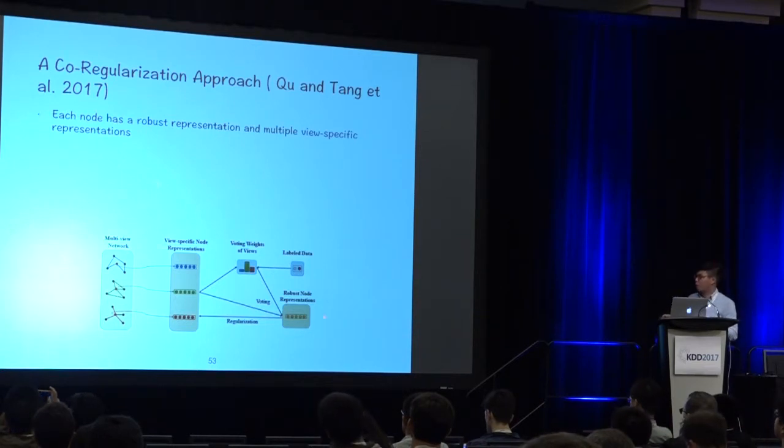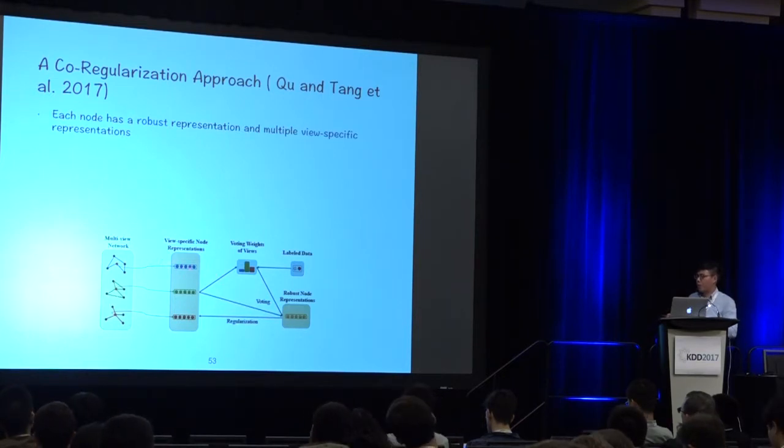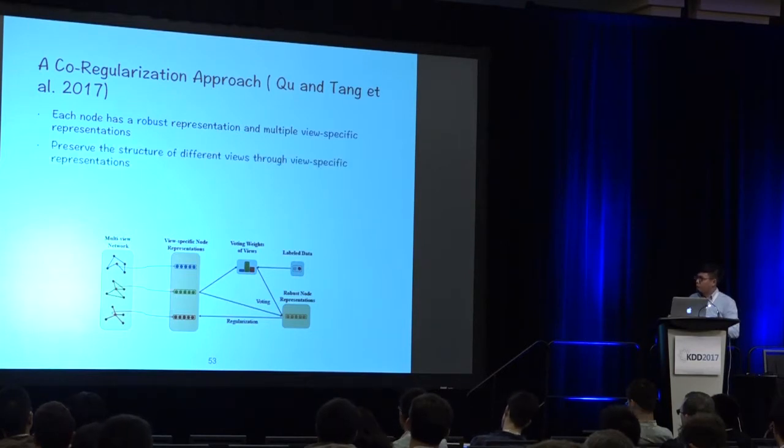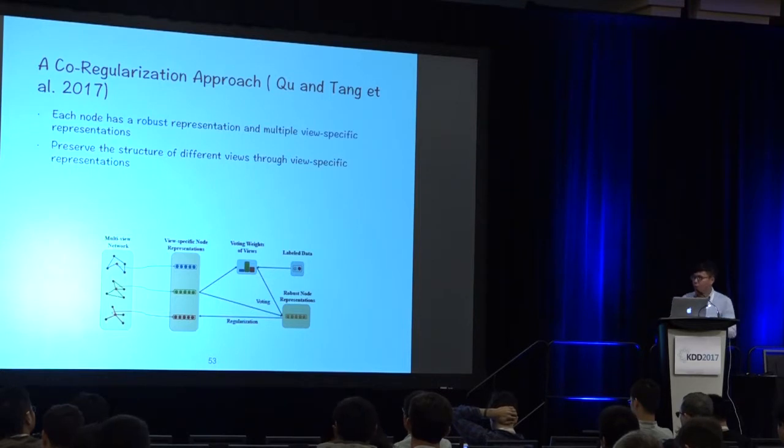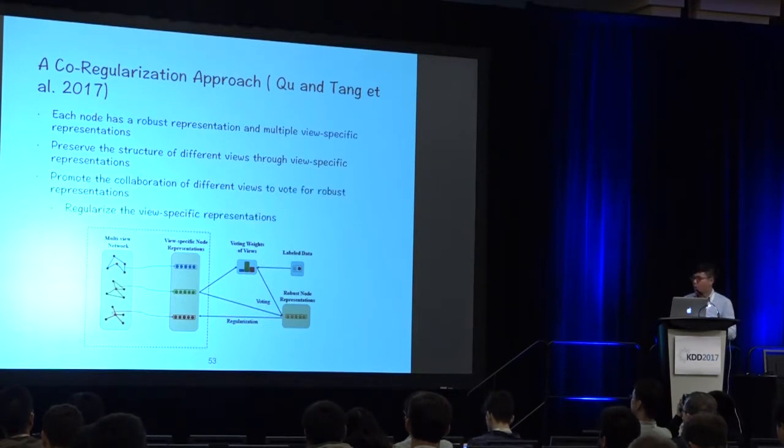So every node has a very good robust node representation, and also we have representations for every view. So every node has different representations in different views, okay? And the view-specific node representations are used to preserve the structures of different views. And once we have the view-specific node representations, how can we get the robust node representations? The intuition is that we want to promote the collaboration of different views to vote for the robust node representations. So here we have a node representation for every view, and based on these view-specific node representations, we want to vote for the robust node representations.